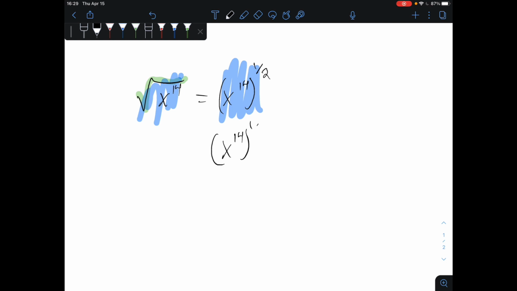Well, what do we do when we have a power raised to a power? You just multiply them. So that's x to the 14th times 1/2, which is just equal to x to the 14 halves. And of course, I don't like fractions too much, so 14 divided by 2 is x to the 7th. Let's go into our next one.